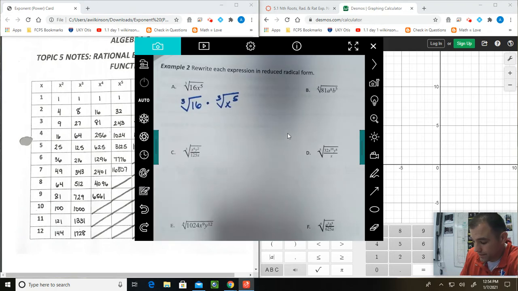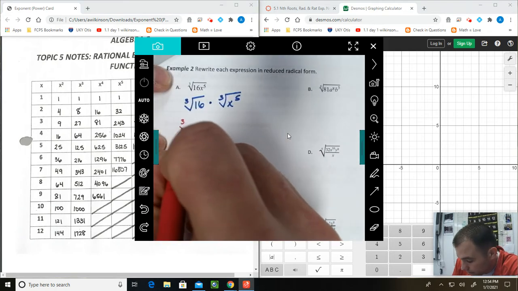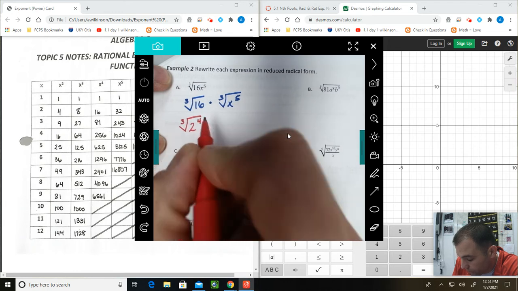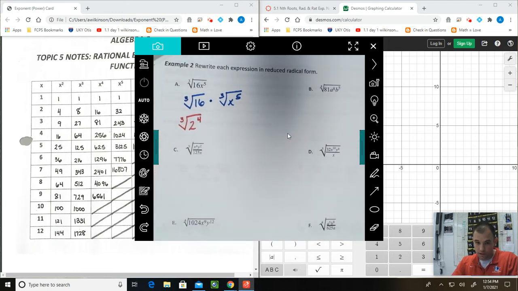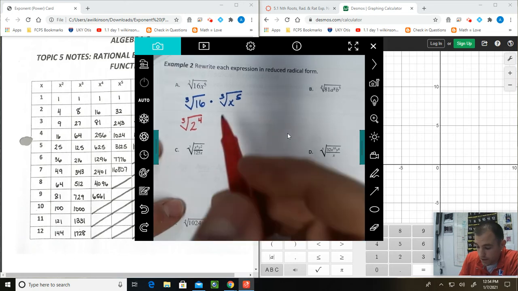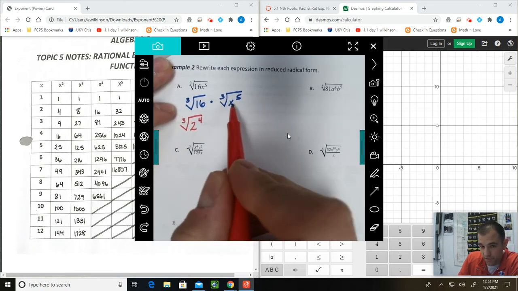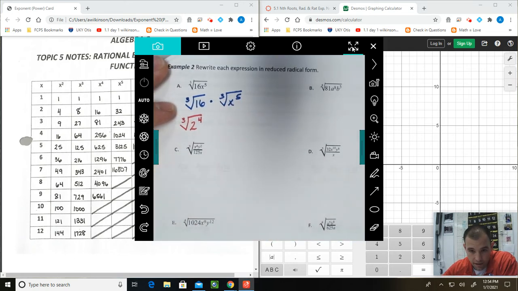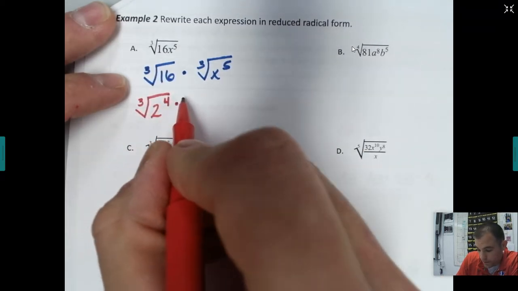So 16 is the same as 2 to the 4th power. 2 times 2 times 2 times 2 is 16. I can't do anything with this x to the 5th and x to the 3rd on that side, so I'm just going to keep it the same.